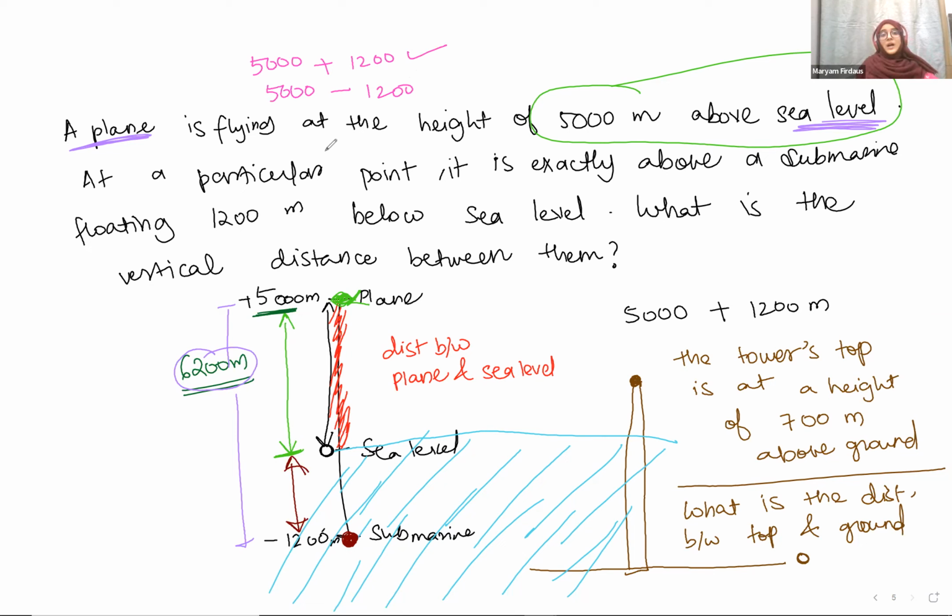You're right about it. But now you might ask, well, this is negative 1,200 meters. Then why aren't we writing minus? So that's what I was trying to tell you. Whenever we are calculating distances, then we subtract one position from the other position. What do I mean by that?